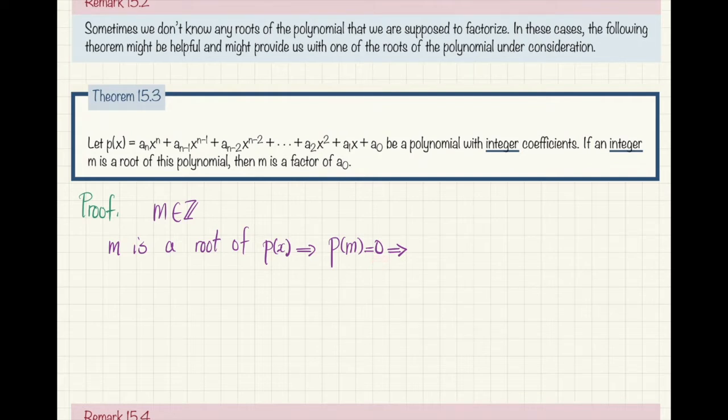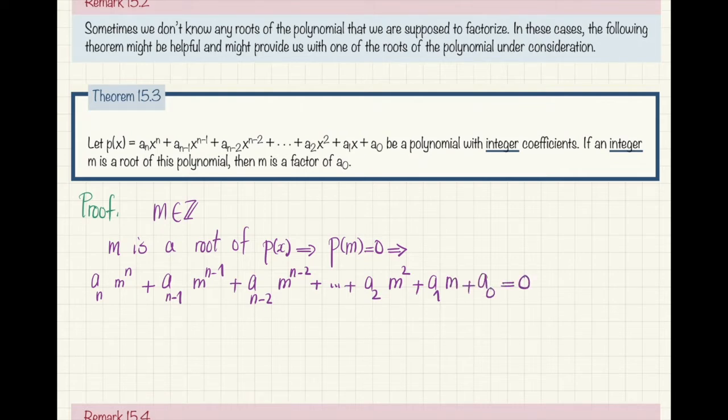So let me do that. This implies that an m to the power n plus a sub n minus 1 m to the power n minus 1 plus a sub n minus 2 m to the power n minus 2, and I will continue, and I will write a2 m squared plus a1 m plus a0 is equal to 0. Okay?